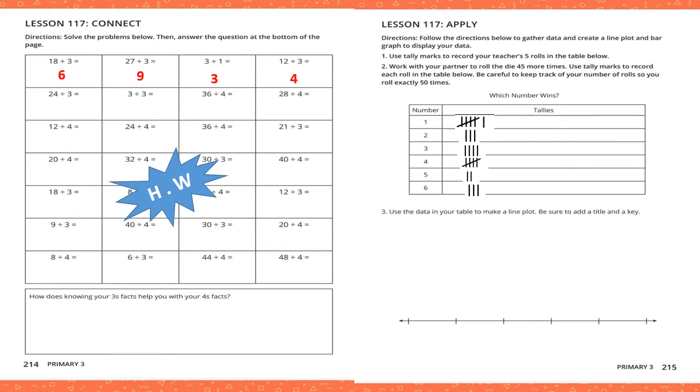Use this data in your table to make a line plot. Be sure to add a title and a key. I have to put a title and a key. My key here: 1 x equals 1. So what about my title? My title here is the marks. The marks for the dice.